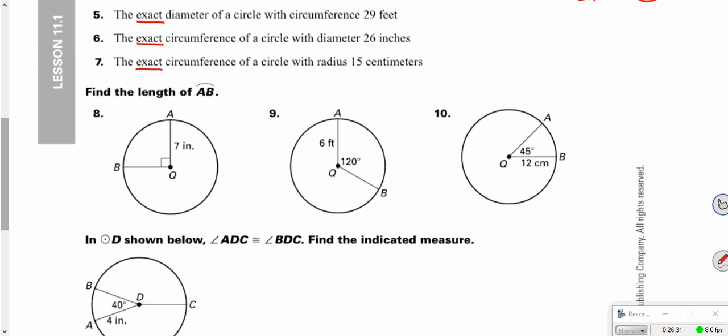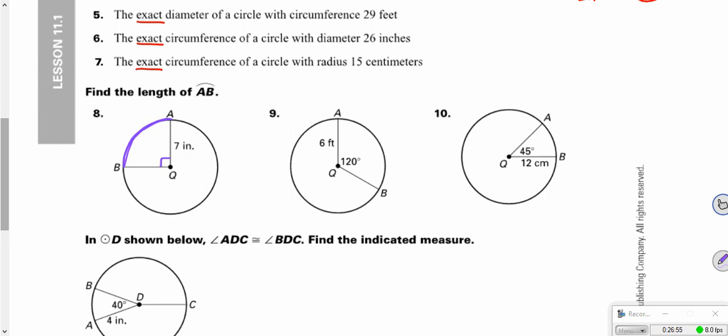Now, 8 through 10, it says find the length now, not arc measure, that's the central angle. They want the length of arc AB. So again, this is similar to others we've done here. They want this. Well, this means it's 90 degrees, right?